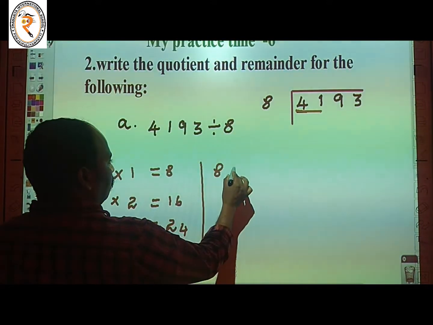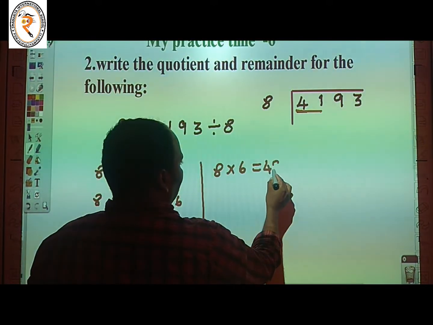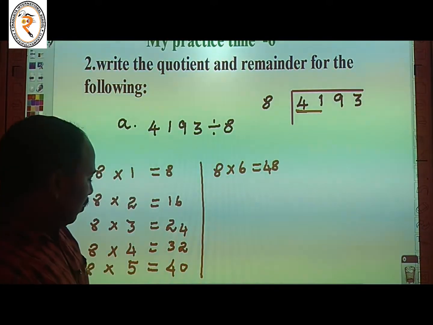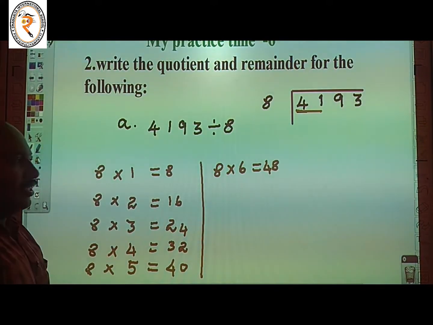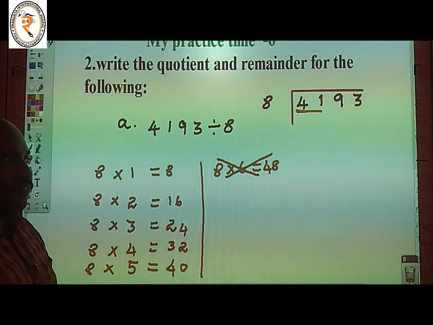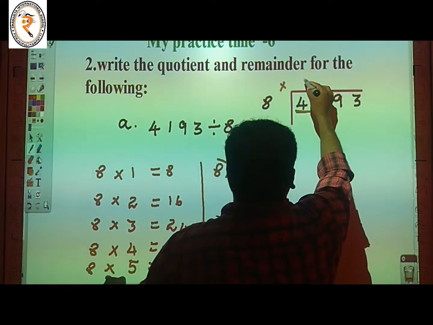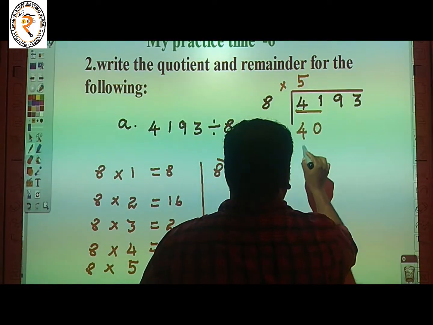And then 8 multiplied by 6 is equal to 48. Now we want 41 only. So 8 5s are 40. 8 6s are 48, which is not possible. So 8 5s are 40. 8 into 5 is equal to 40.